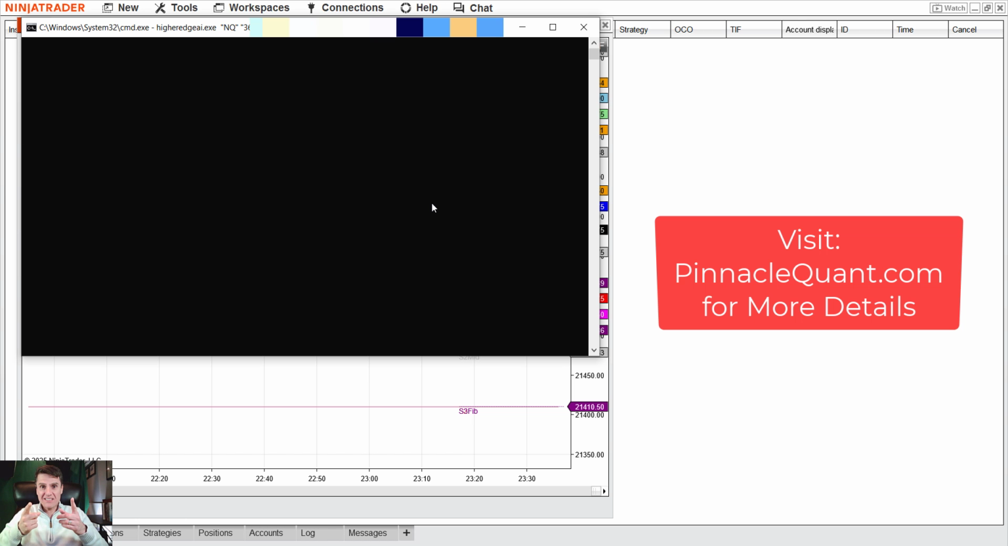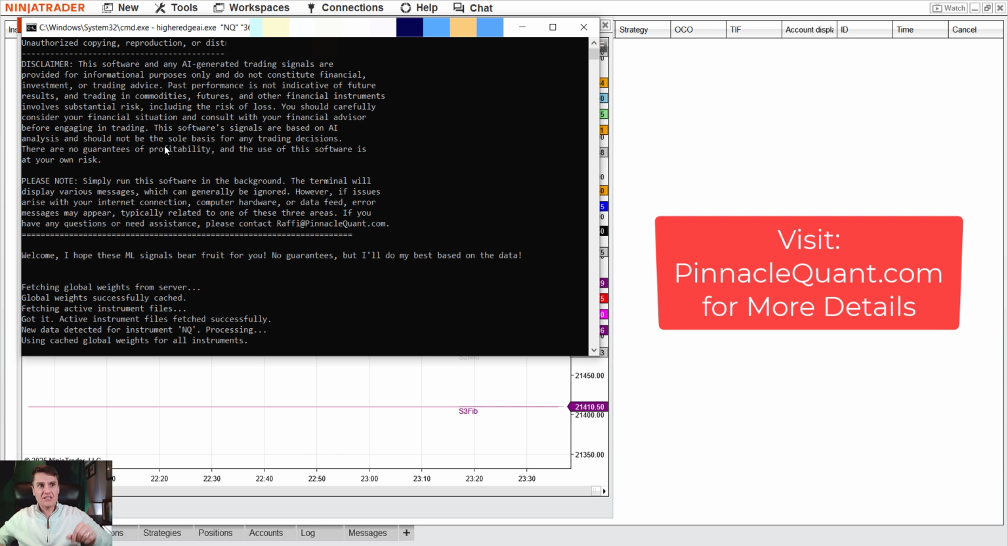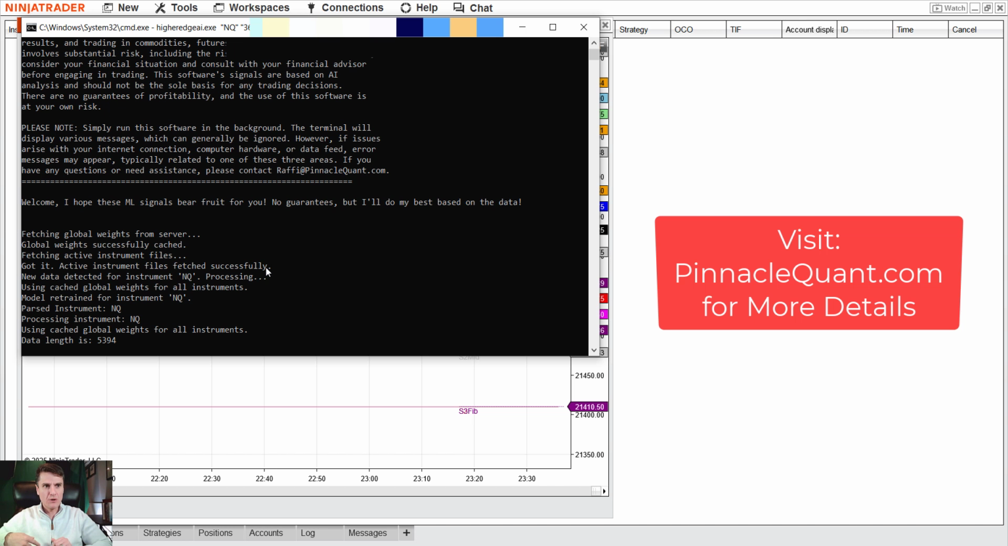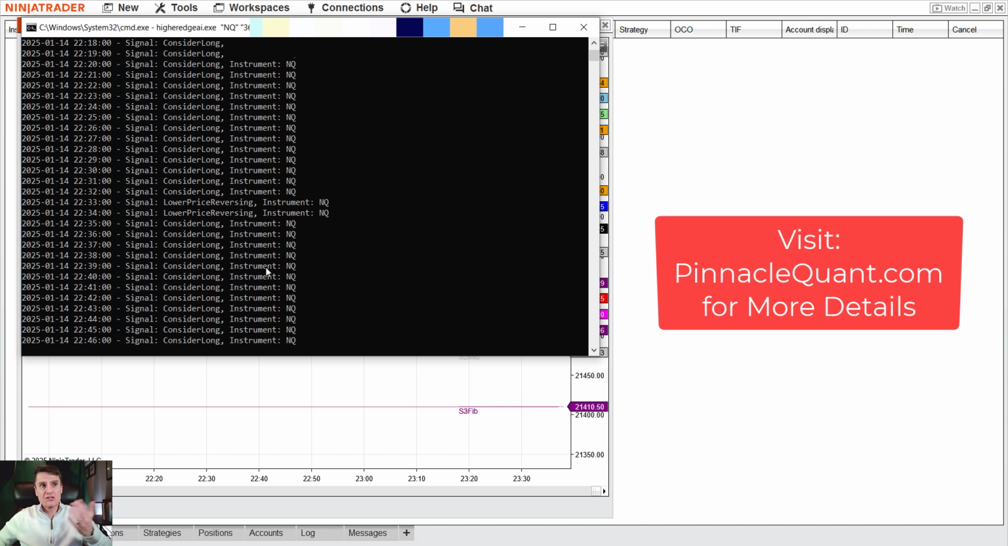Here's the terminal, guys. As I'm speaking, the terminal just loaded, and it is going to right now give you a bunch of text right there. There's your disclaimer. That's the welcome message, and it's fetching the weights right now from the server. And in the next few seconds, maybe 30 seconds, something like that, it's going to start, boom, just one after the other. The signals will start flowing through. Okay, here we go. And the signals are now going through.